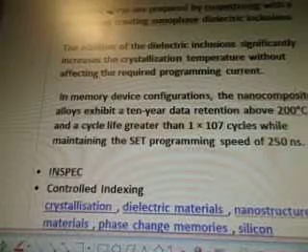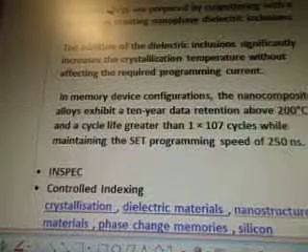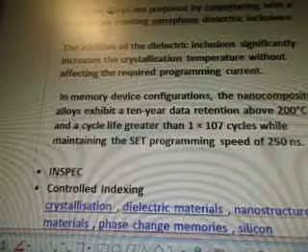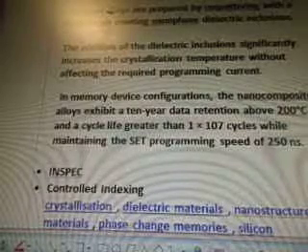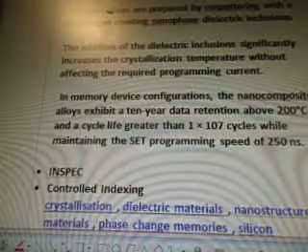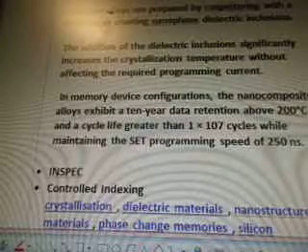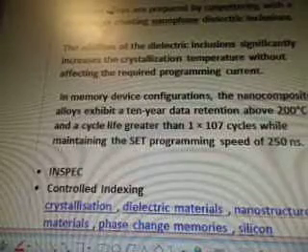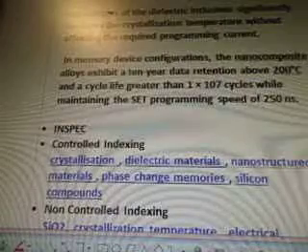In memory device configurations, the nanocomposite alloys exhibit a 10-year data retention above 200 degrees Celsius and a cycle life greater than 1 times 10^7 cycles, while maintaining the SET, or SET in capitals, programming speed of 250 ns.